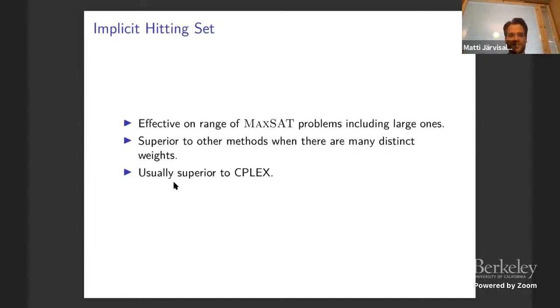I don't know who wrote this, usually superior to Cplex, but it's interesting really to notice that if you think about MaxSAT encodings or problems, then when Cplex is good, implicit hitting approach tends to be good as well. But you can beat Cplex with this. All right.